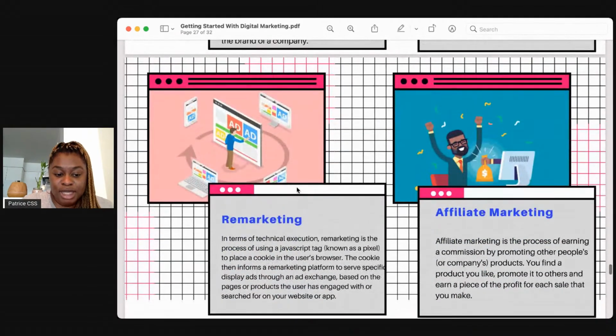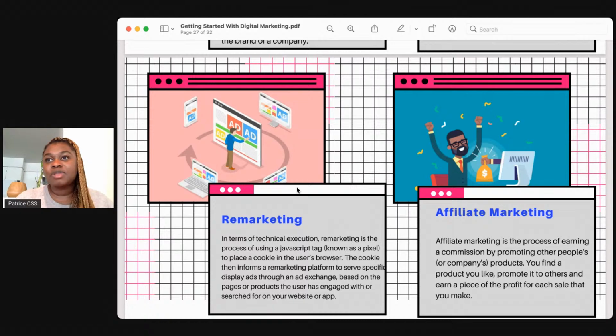Then you have remarketing. Now, remarketing is, okay, when you go on a website and they tell you that they're using cookies, what that means is that they're collecting your data so that they can advertise to you later on. It's the process of using a JavaScript tag to place a cookie in the user's browser. The cookie then informs the remarketing platform to serve specific display ads through an ad exchange based on the pages or products the user has engaged with or searched for on your website or app.